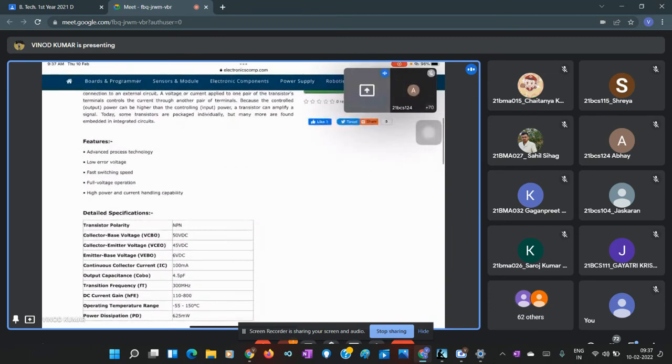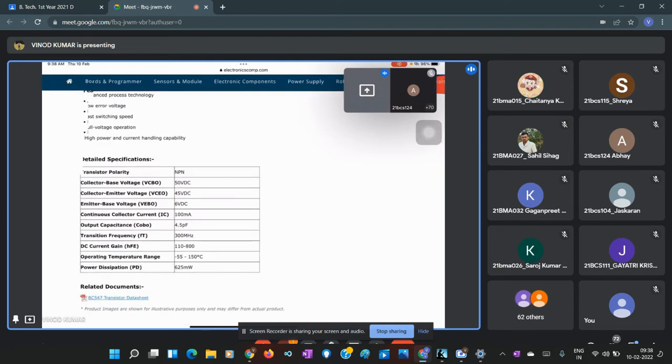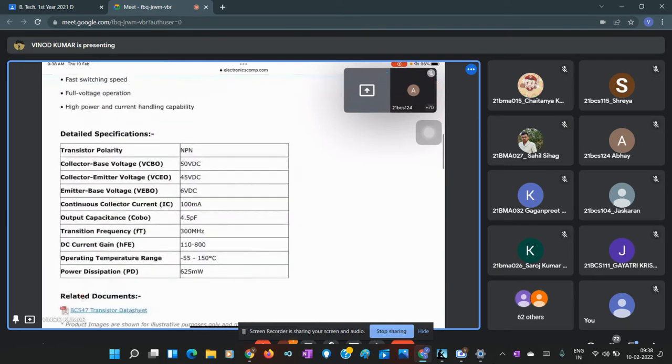right? So if you see advanced process technology, low error voltage, fast switching speed, full voltage operation, high power and current handling capability. So if you see continuous collector current is 100 milliampere. दिख रहा है?